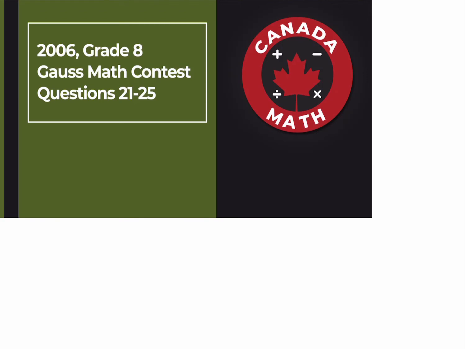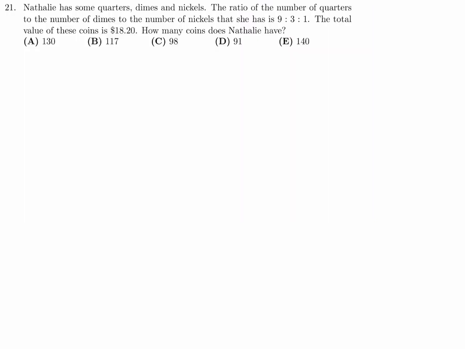Questions 21 through 25 on the 2006 Grade 8 Gauss Math Contest. Natalie has some quarters, dimes, and nickels. The ratio of the number of quarters to the number of dimes to the number of nickels that she has is 9 to 3 to 1. The total value of these coins is $18.20. How many coins does Natalie have?